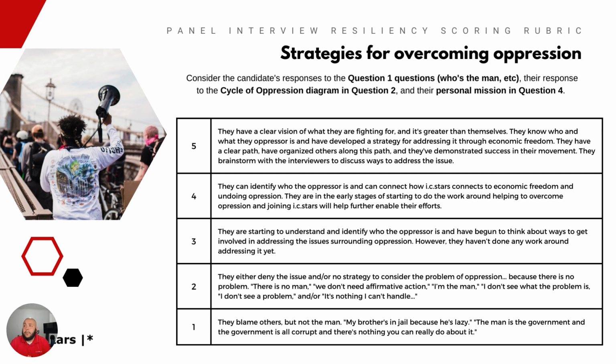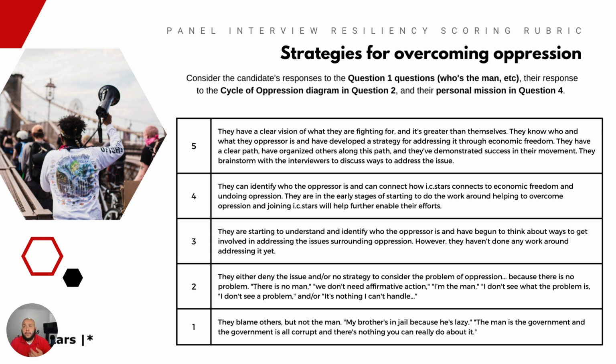So, strategies for overcoming oppression is the first resiliency element that we score for. And this is regarding question one. So, is looking at who's the man, is the world fair? As minorities, do we have equal opportunity? Affirmative action and legacy. So that whole question one gets taken into consideration when looking for strategies for overcoming oppression.